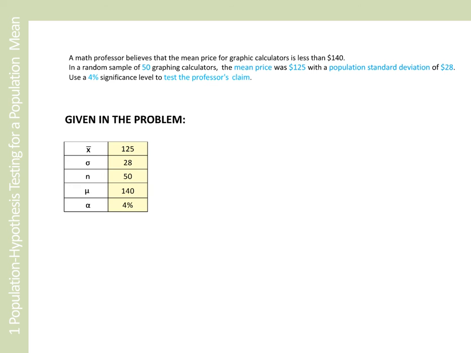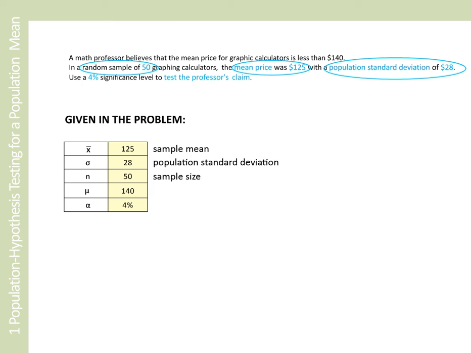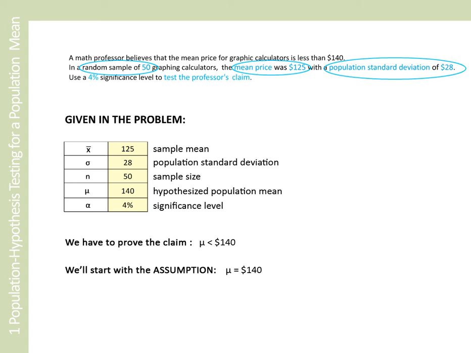The given in this problem are a random sample of size 50. The sample mean is $125. The population standard deviation is $28. We have to prove the claim that the population mean is less than $140. Let's start with the assumption that the population mean is equal to $140.